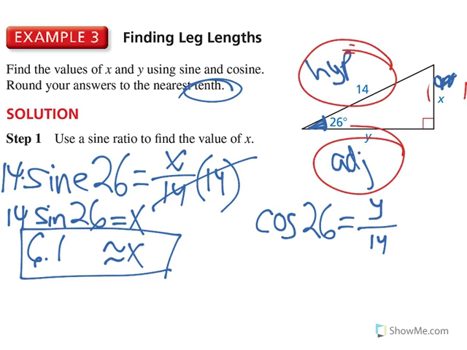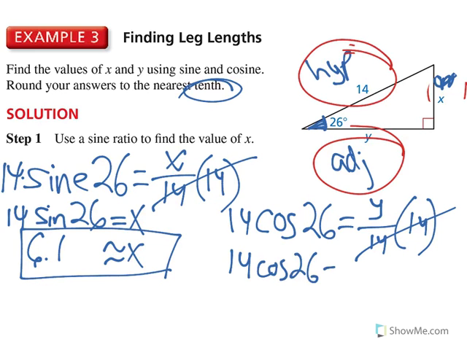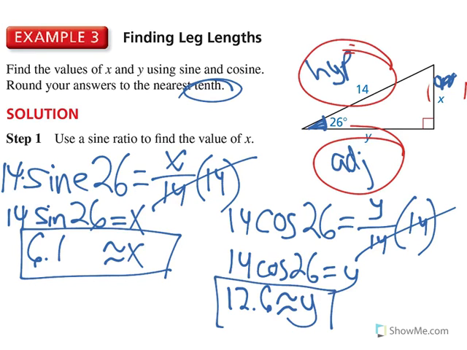Again, y is being divided by 14, so I'm going to multiply by 14. And so that cancels, and I get 14 cosine of 26 is equal to y. When I multiply that out in my calculator, I'm going to get 12 point, and it's 5/8, but nearest tenths place is 1 decimal, so I'm going to have to round it. So 12.6 is approximately the length of y.